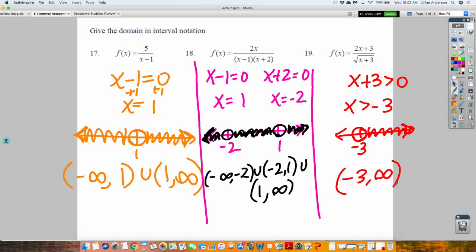The little top part, the 2x plus 3, has no effect on it.